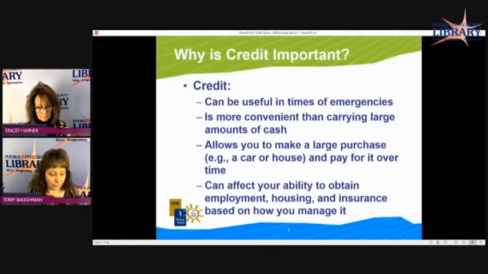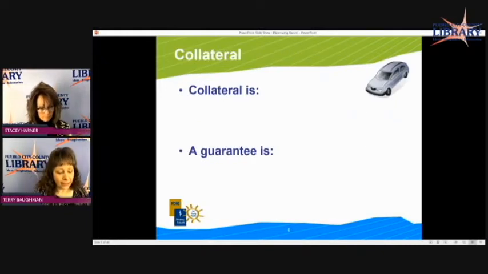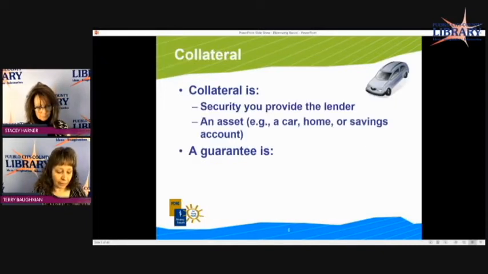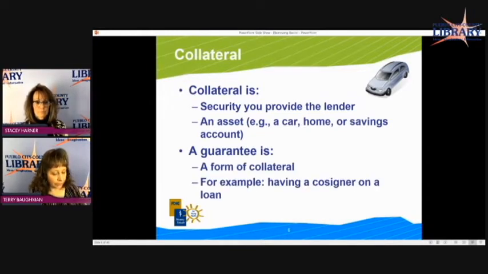So what is collateral? Lenders take a risk to lend you money. Therefore, they want to make sure that the money is secure and they get repaid. You will often hear loans referred to as either unsecured or secured by collateral or a guarantee. Credit is often secured. So collateral is security you provide the lender. You might pledge a car or sometimes your home. Certain items like the following generally cannot be used as collateral, such as furniture or clothing or kitchenware.